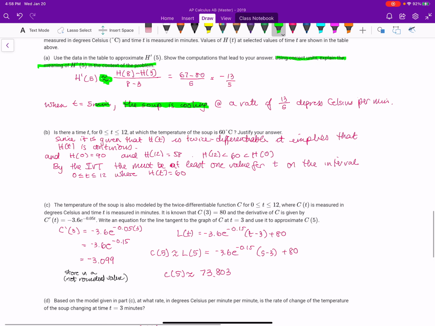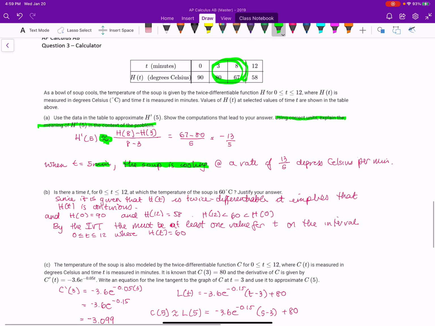All right. In part B, there's a time t from 0 to 12 at which the temperature of the soup is 60 degrees. The reason we know this is that from 0 to 12, it is differentiable, which implies that it's continuous. I can see that we have values above 60. All of these three are above 60, so you can use any of those three. I just used the end because I wanted to describe the whole interval, but you could also use 8 to 12 and say the interval from 8 to 12 is included in the interval from 0 to 12, but it just adds more writing.